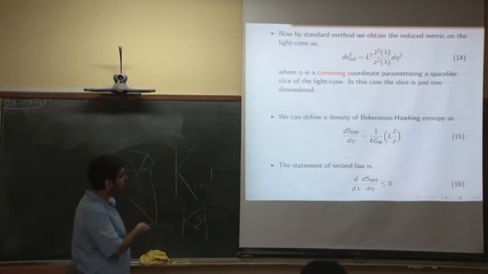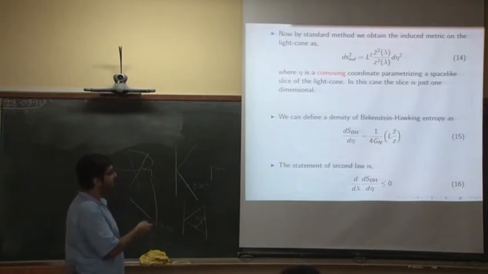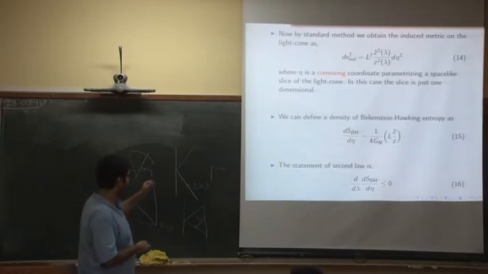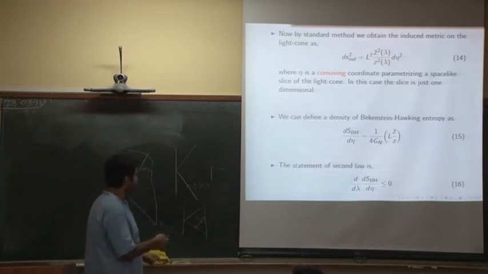So now we can define this Bekenstein-Hawking entropy density, which I am defining as this co-moving constant of the dS Bekenstein-Hawking by d eta, as this quantity, one quarter G Newton L z bar over z. The statement of the second law as applied to this is that d d lambda of this quantity is less than or equal to 0.